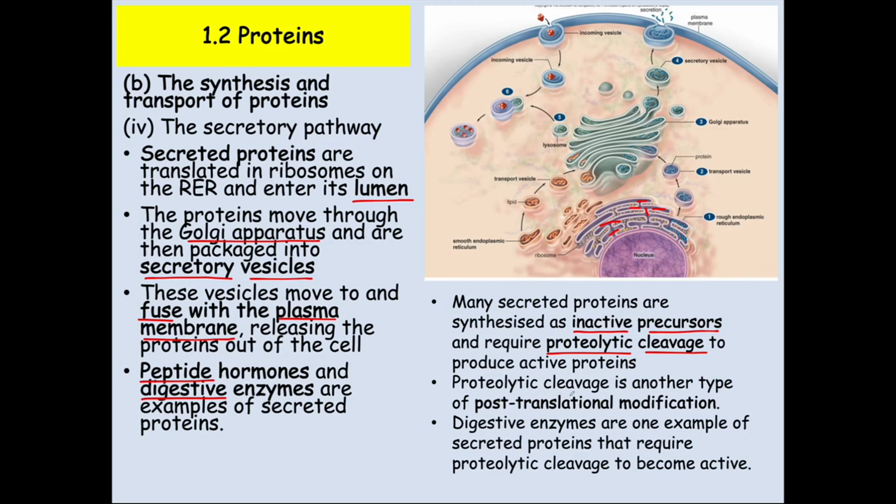Now, it mentions here proteolytic cleavage is another example of post-translational modification. Post-translational modification simply means any modification that happens to the protein after translation in the ribosome. So basically everything we do to the protein after that point is post-translational modification. Digestive enzymes are an example here. It mentions secreted proteins that require that proteolytic cleavage to become active, because we don't want these digestive enzymes becoming active here in the cell or even near the cell, because we don't want them breaking down the proteins or the lipids or the carbohydrates within our cells. We want them to wait until they get to the digestive tract so that they can do it there.